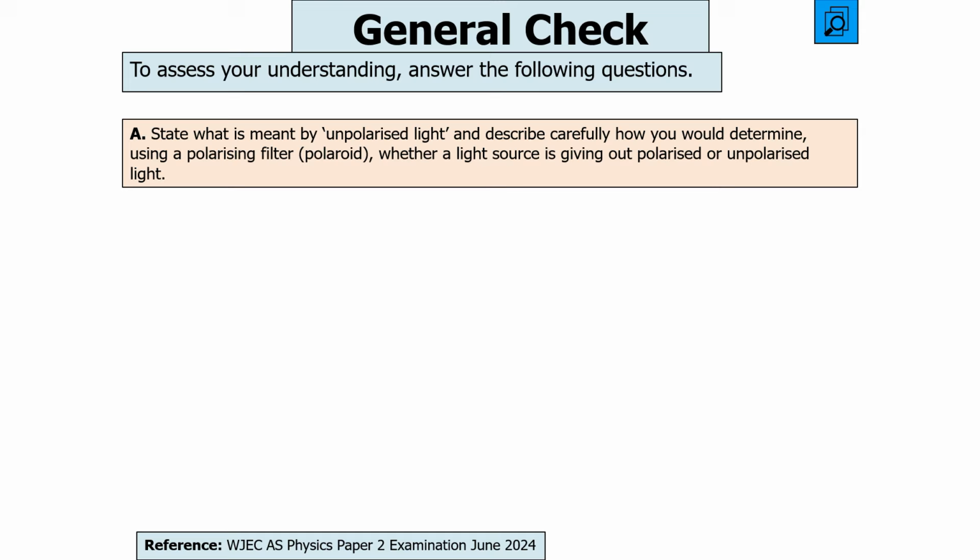The next question says, state what is meant by unpolarized light and describe how you can determine using a polarizing filter whether a light source is giving out polarized or unpolarized light. Pause the video now, then unpause the video when you want to go through your answer.